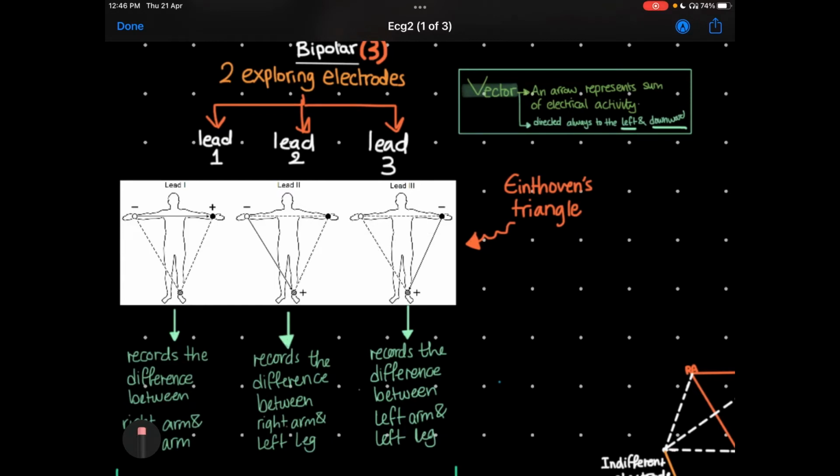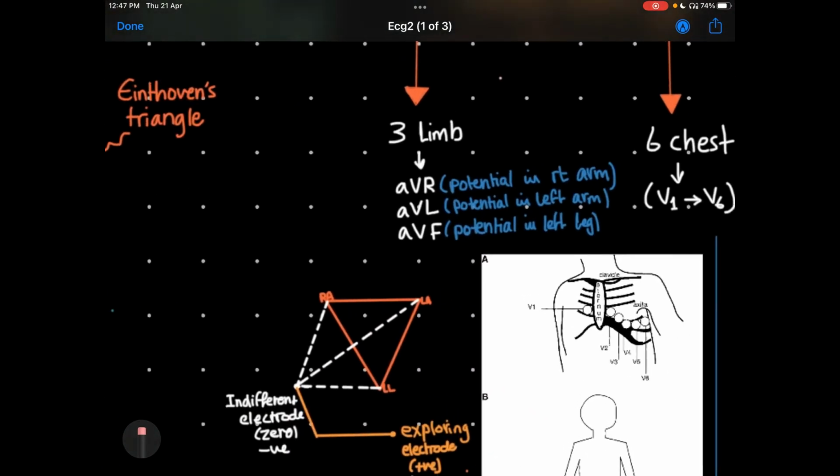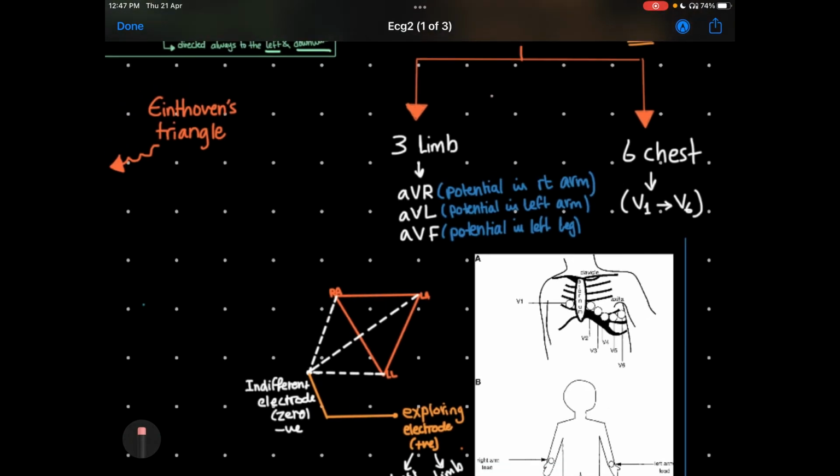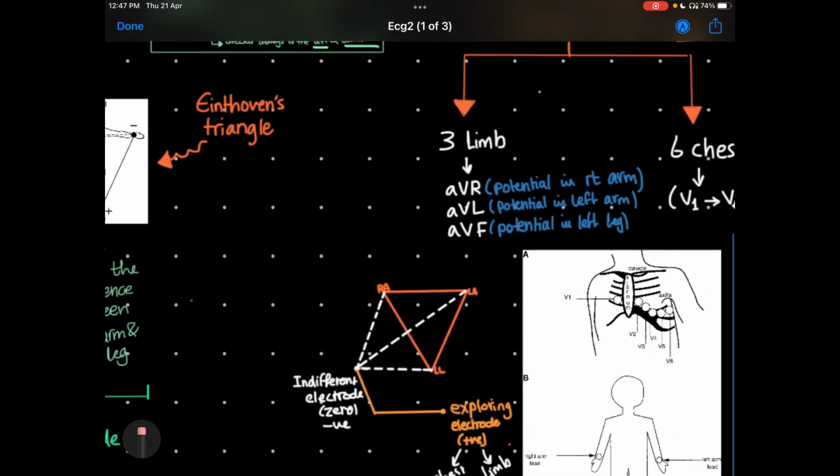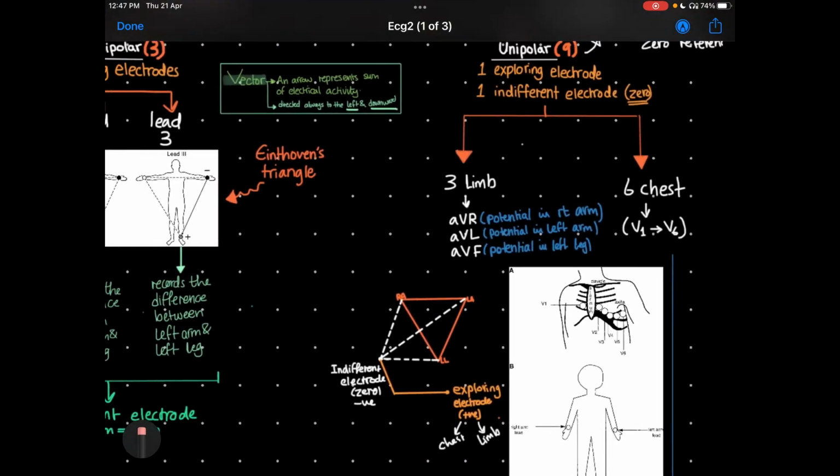So the potential at the right arm is going to be equal to the summation of the potential at the left arm and left leg, and that's going to be easier for us to calculate the potential. And the same thing for the left arm and the left leg.